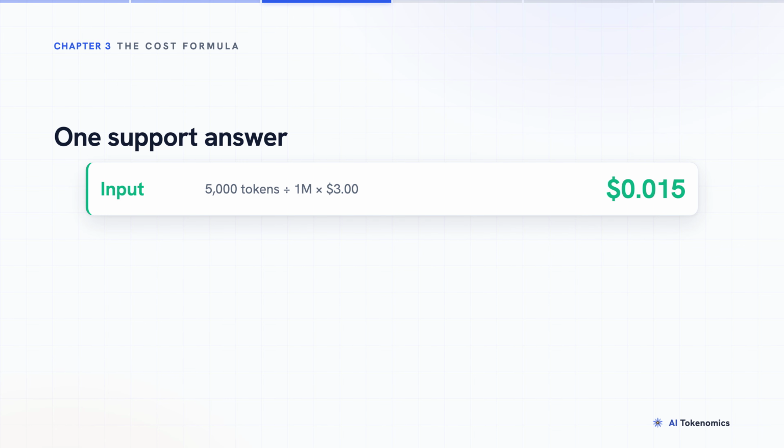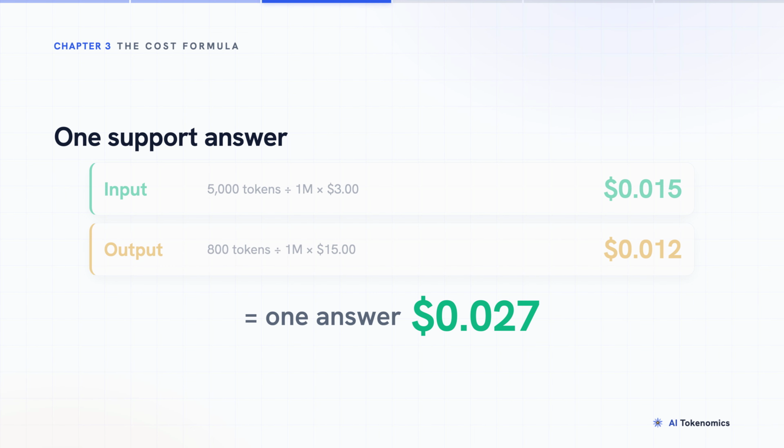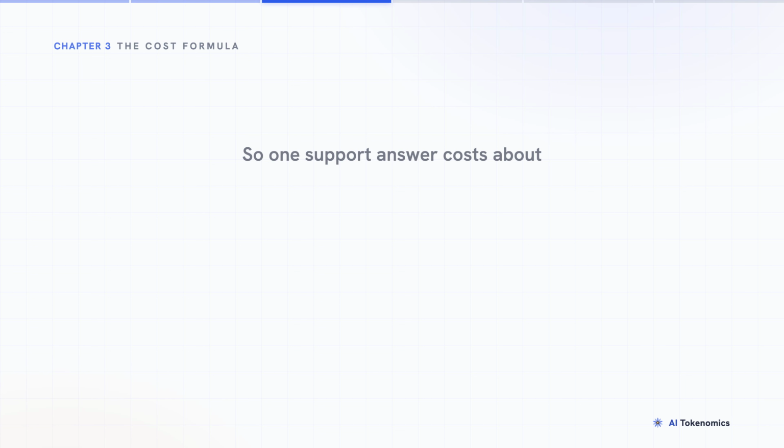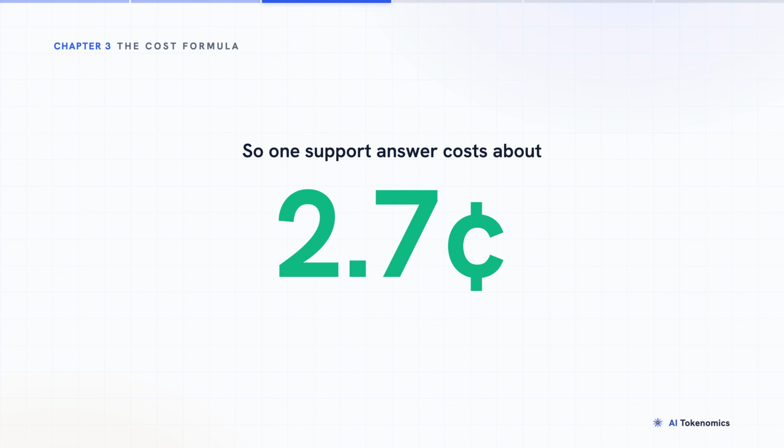One support answer sends in about 5,000 input tokens. That's your system prompt, the company's policies, and the customer's question. The model writes back about 800 output tokens. Using example prices, $3 per million in, $15 per million out. Input cost, 5,000 over a million times $3 is 1.5 cents. Output cost, 800 over a million times $15 is 1.2 cents. So one support answer costs about 2.7 cents.